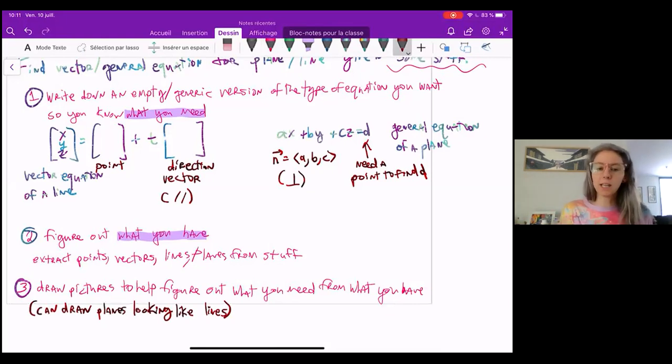Okay, so these are the steps we're going to follow, and we're going to try to use these steps to answer every single question. No matter what that stuff is, no matter what it's asking, we can follow this.